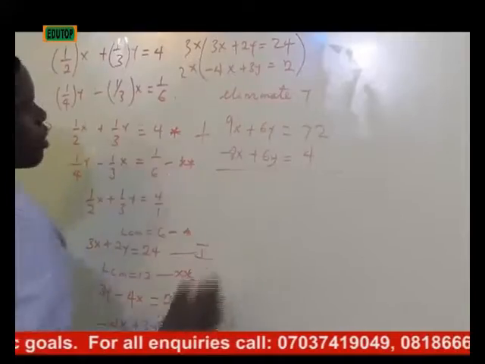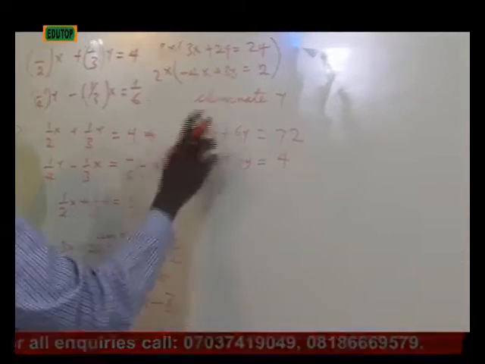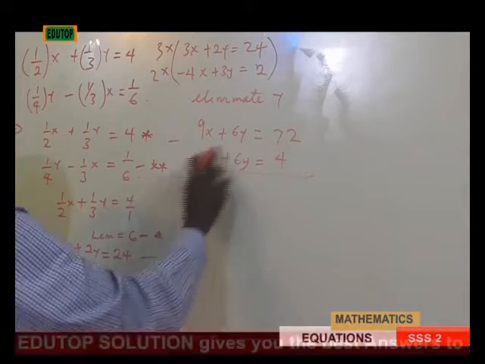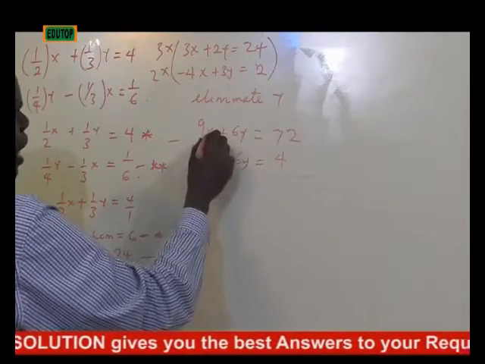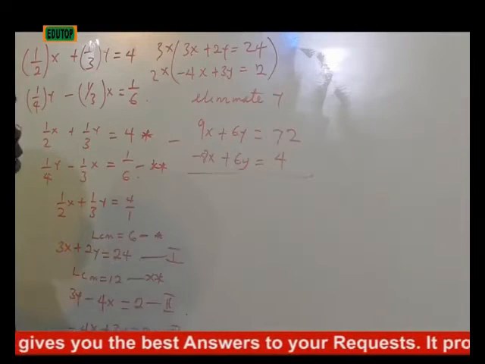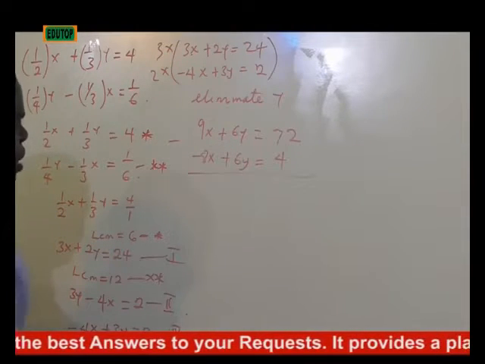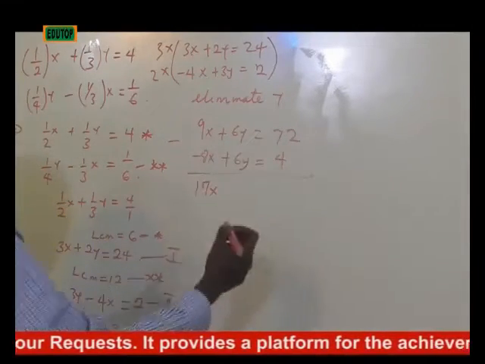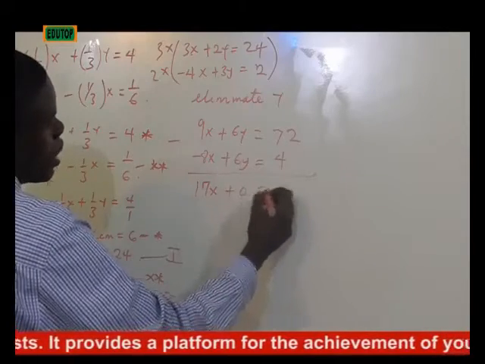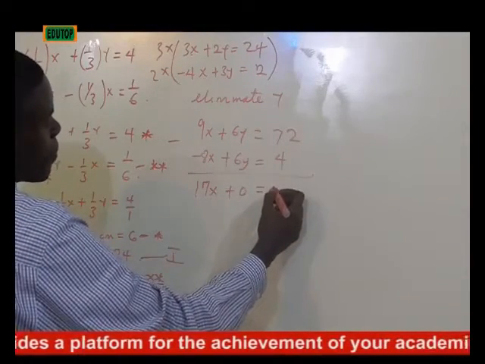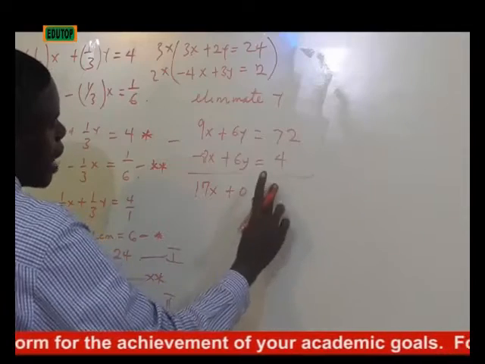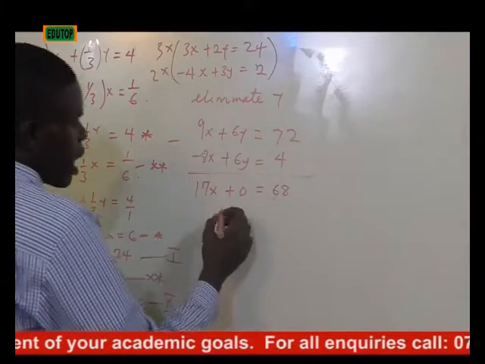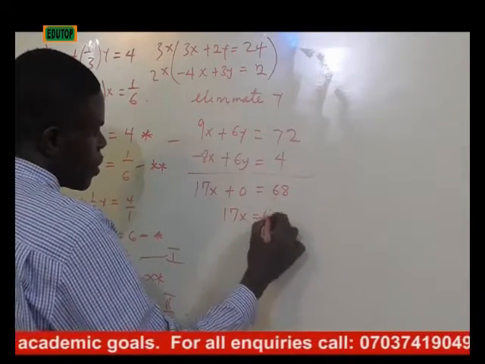Since my interest is to eliminate y, I subtract the equations. So when I subtract, I have 9x minus minus 8x, and that becomes 9x plus 8x, which is 17x. 6y minus 6y cancels, that's 0. Then this minus this, I have 68. So automatically I have 17x equals 68.